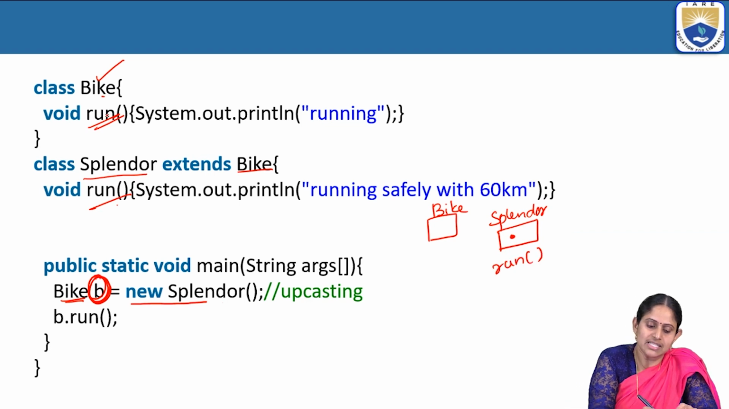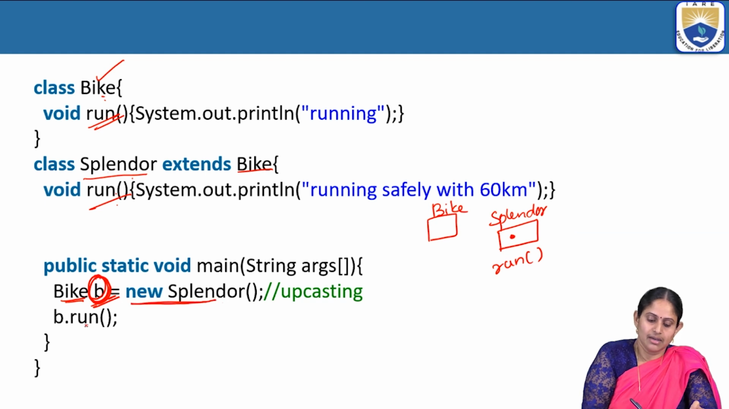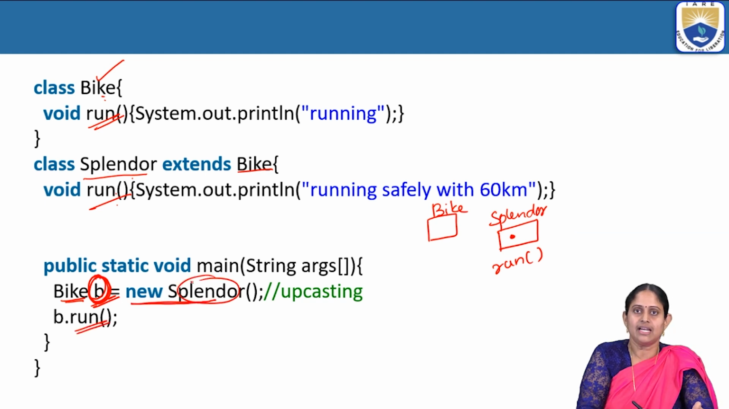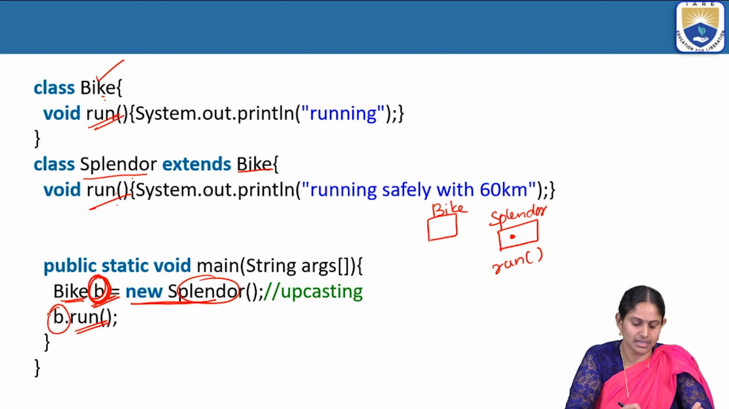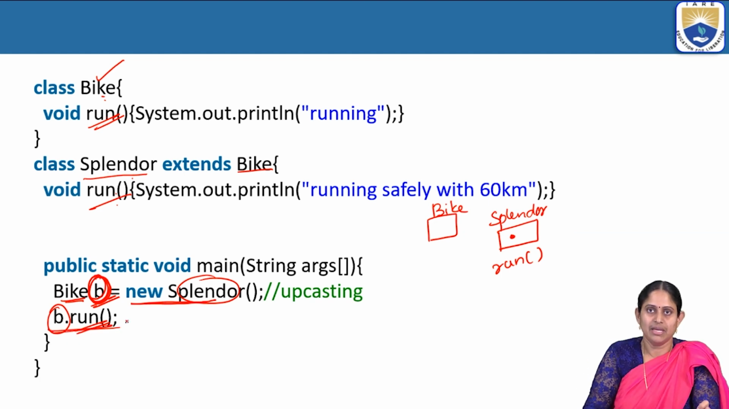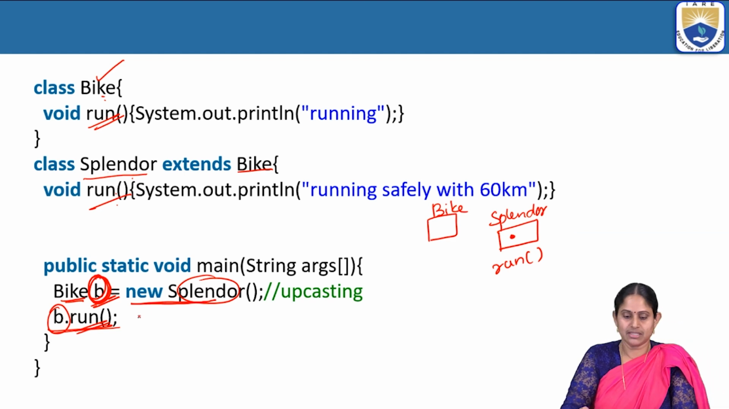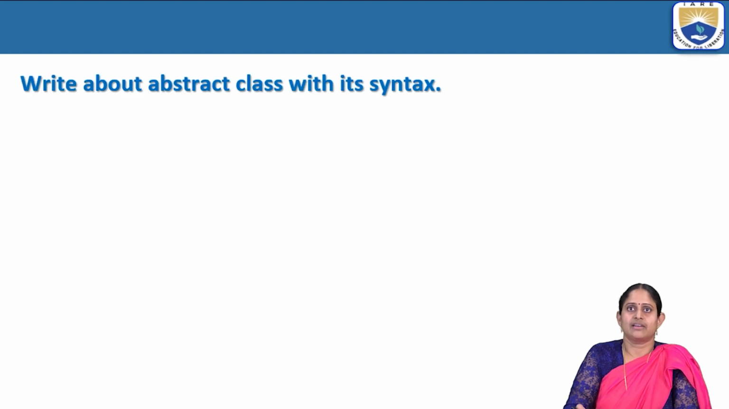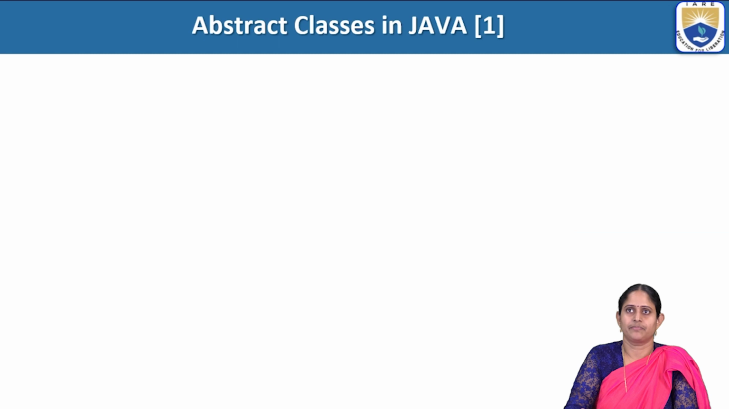Now, since the run method is present in both the classes, Bike class and Splendor class, this reference variable is invoking the run method of the Splendor class. That means using the reference variable of the parent class, we are trying to access the method of the child class. So this happens at runtime, and this is called dynamic method dispatch. Next, write about abstract class with its syntax.